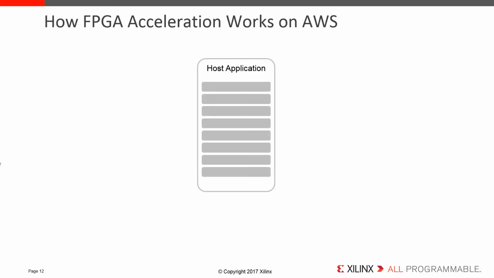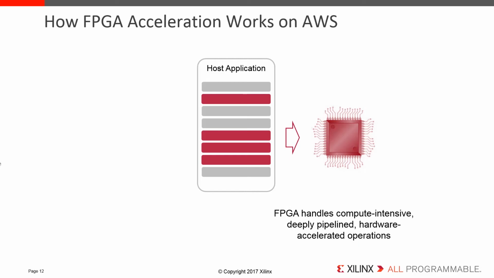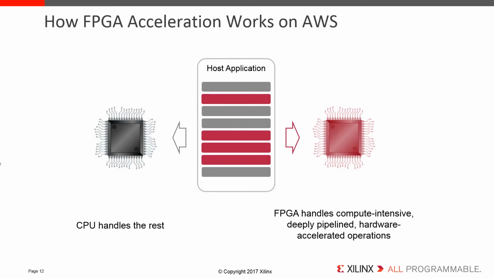The primary motivation for running on F1 is to accelerate CPU-intensive and performance-sensitive applications and workloads. On F1, acceleration works by offloading compute-intensive and deeply pipelined parts of your application to the FPGA, where customized hardware accelerators provide the needed performance boost. The rest of the application executes normally on the x86 CPU host. Communication between the CPU and the FPGA is carried over the PCIe interface.